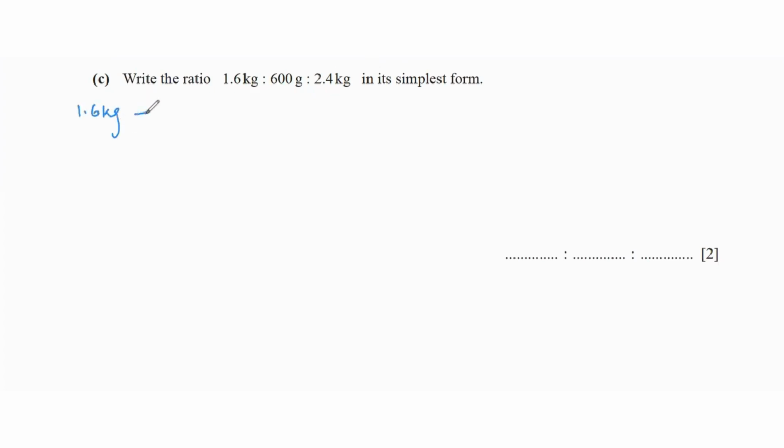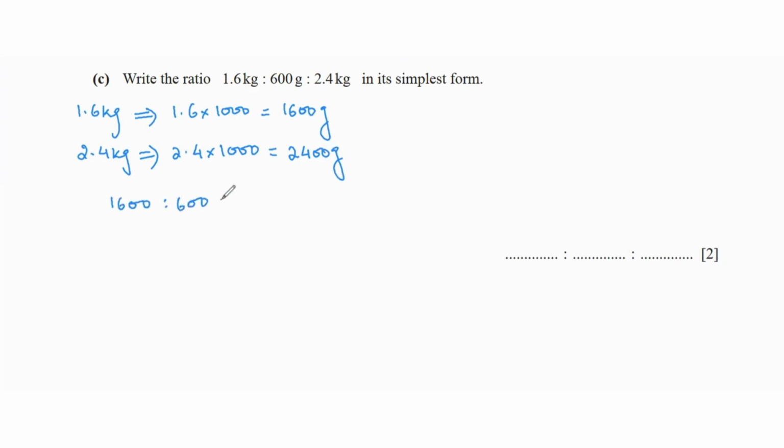1.6 kgs is going to be 1.6 times 1,000. So 1,600 grams. 2.4 kgs is going to be 2.4 times 1,000, which is 2,400 grams. So 1,600 is to 600 is to 2,400. Can cancel out the zeros. So now we have 16 is to 6 is to 24.